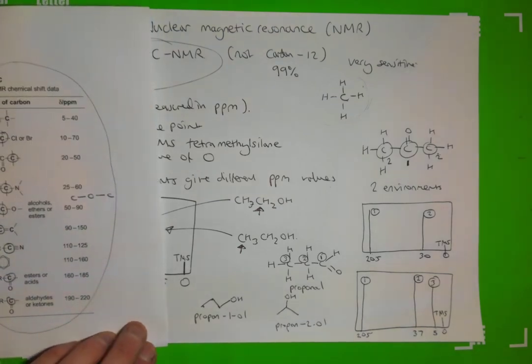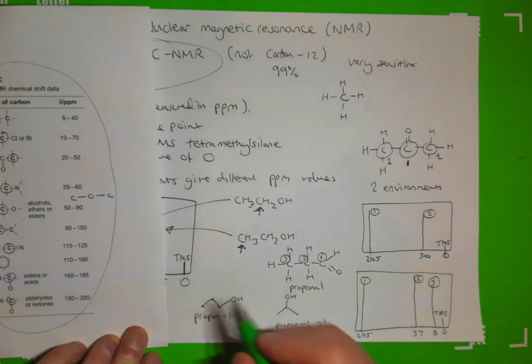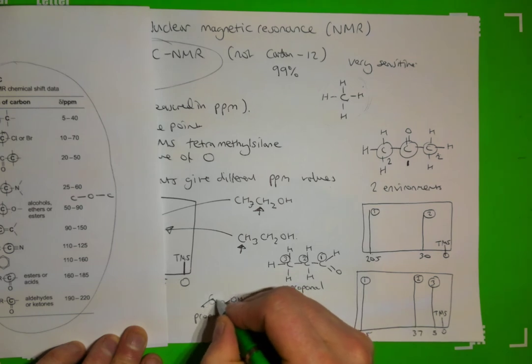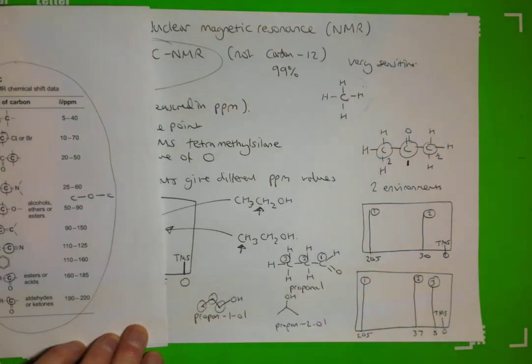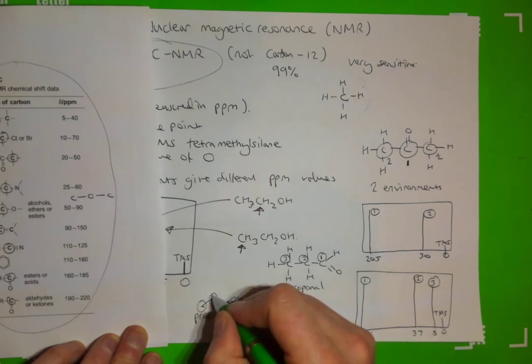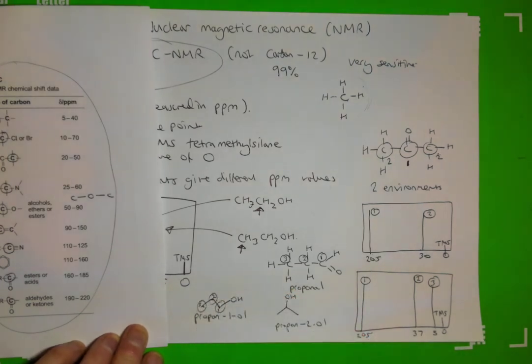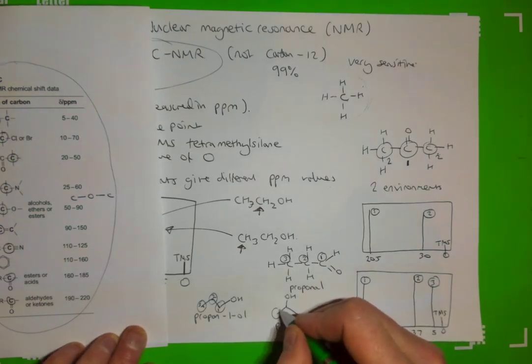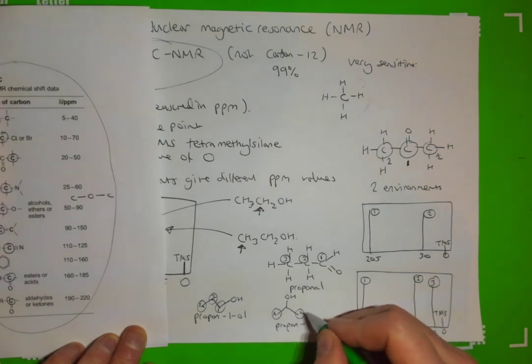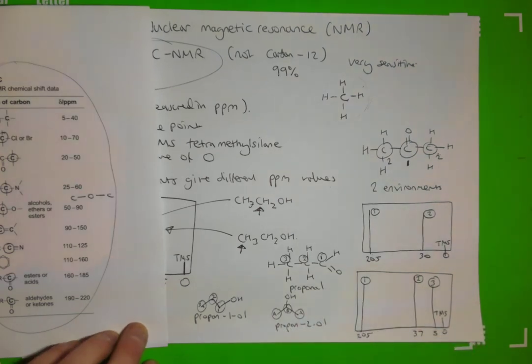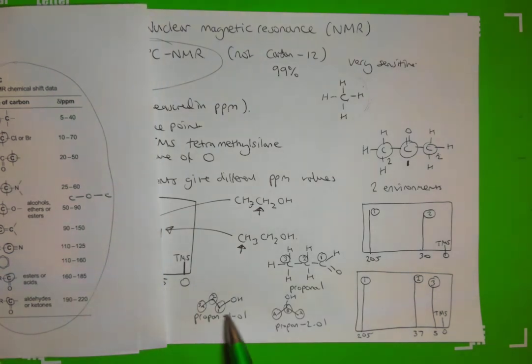Well, how many environments has propan 1-ol got, and how many environments has propan 2-ol got? So propan 1-ol has 3 distinct environments. 1, 2, 3. So we'll call that environment number 1, that one number 2, that one number 3. Whereas propan 2-ol has only 2 environments. Let's call that environment A, here and here, and that's environment B. So propan 1-ol has three peaks in its carbon-13 NMR, but propan 2-ol has only 2 peaks in its carbon-13 NMR.